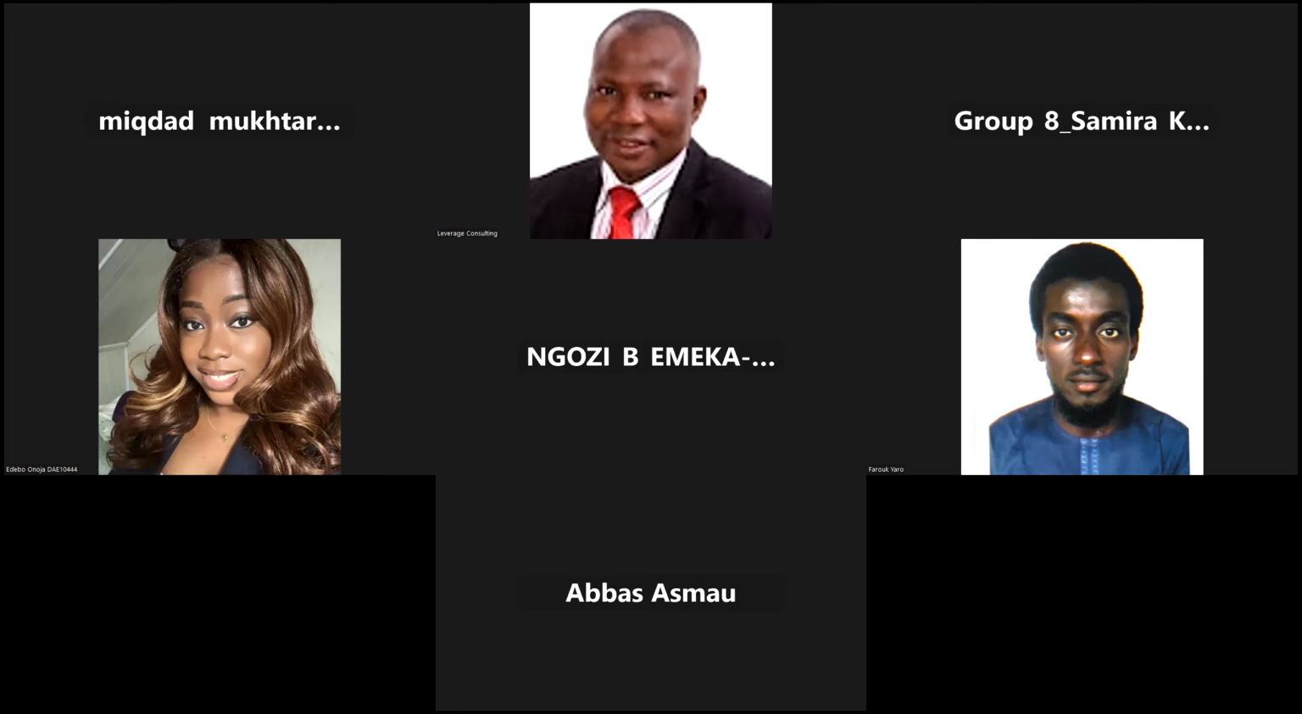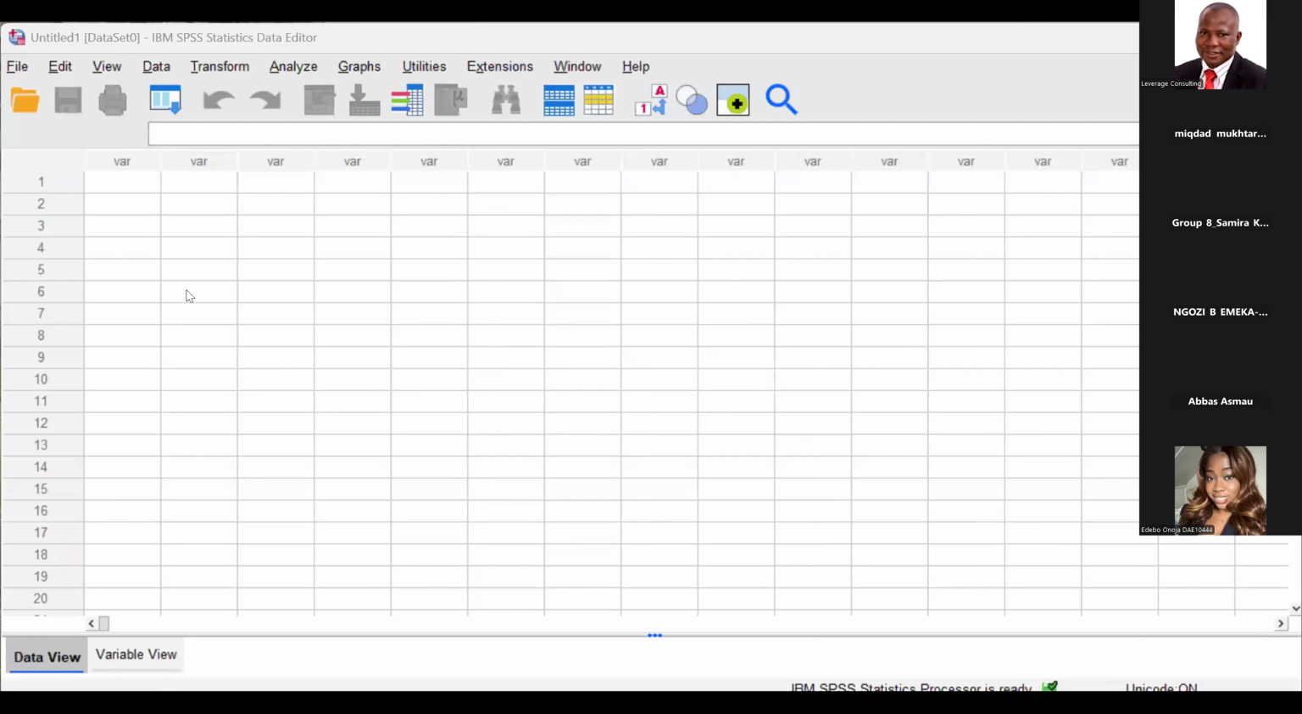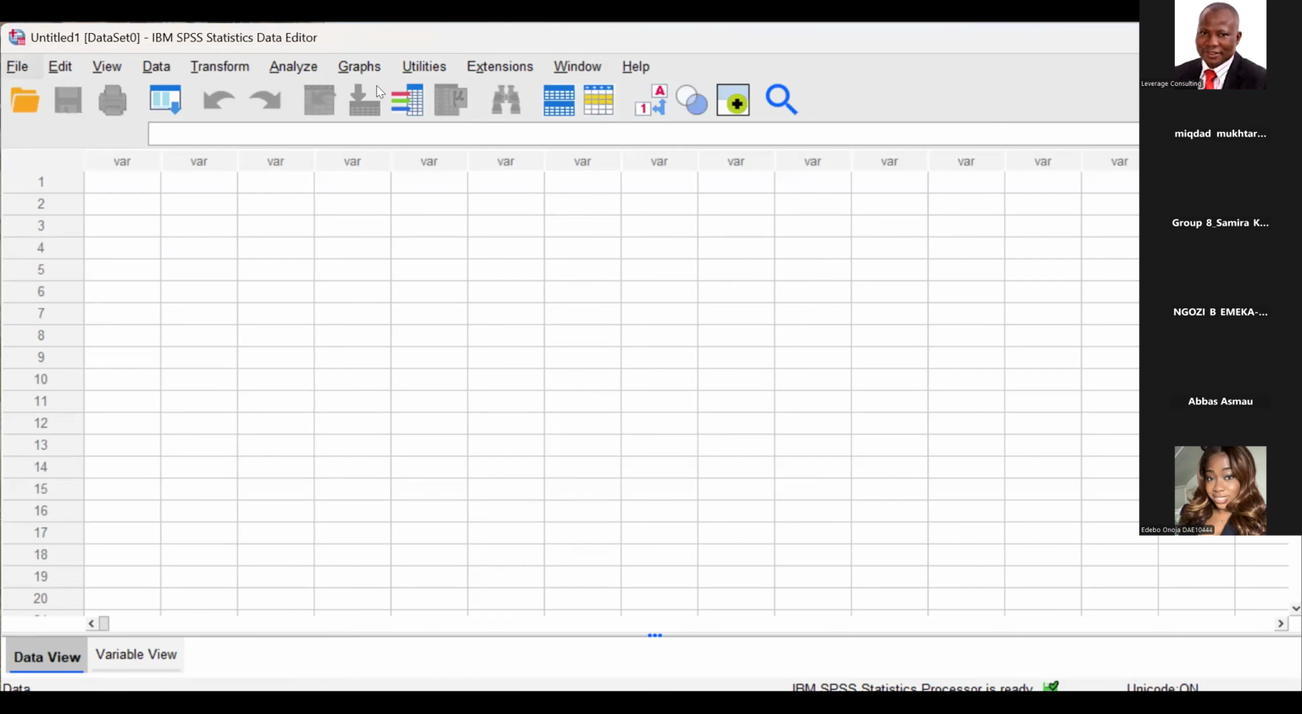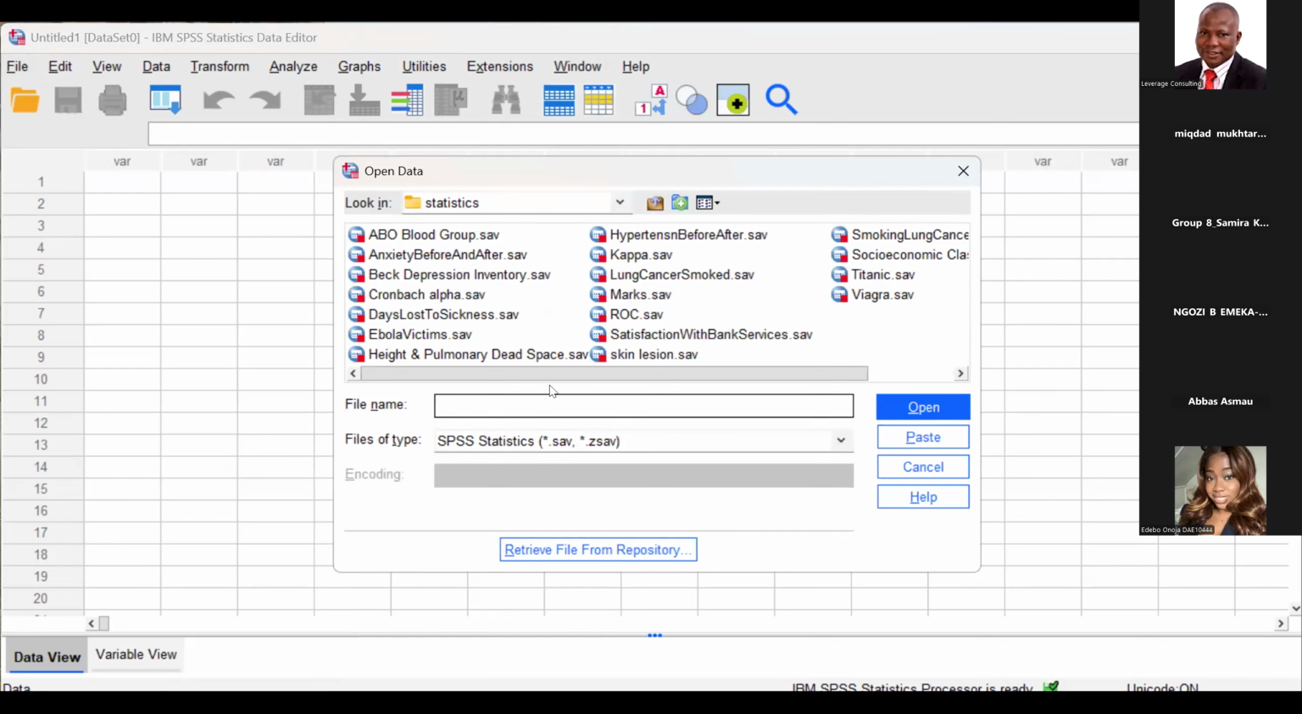I've opened it too. I just want you to do it, because that's the only way you can learn this thing. If you do it, you run it yourself. So when you open and share, open the dataset. We're looking for it. This one, right, sir? Pulmonary dead space.